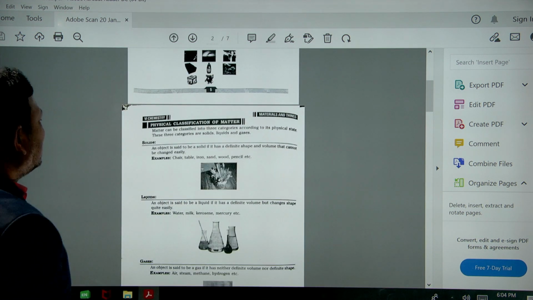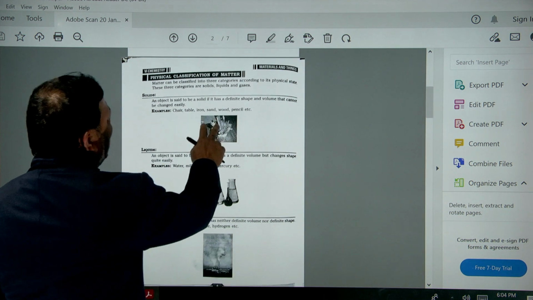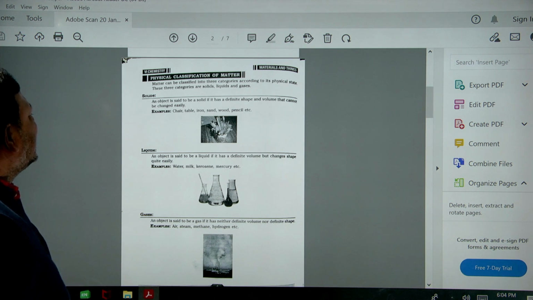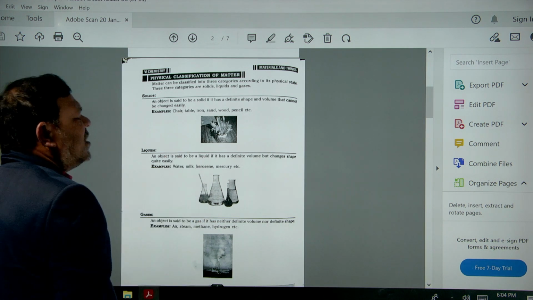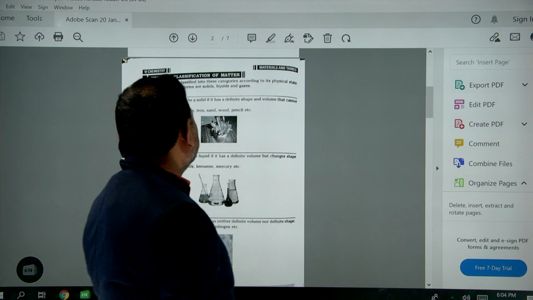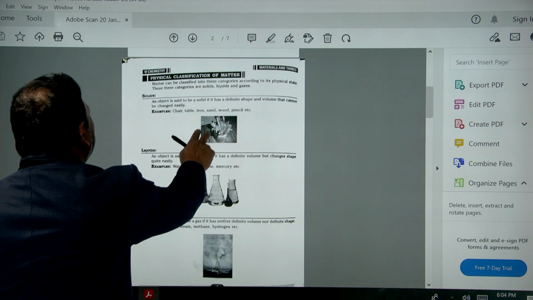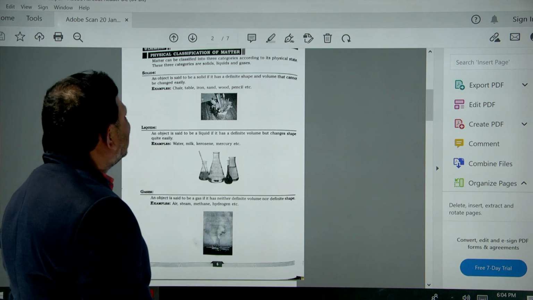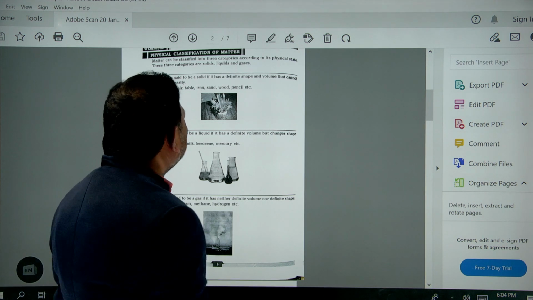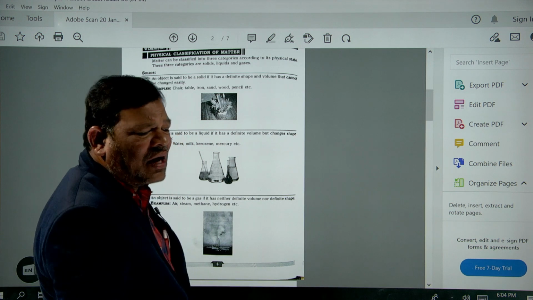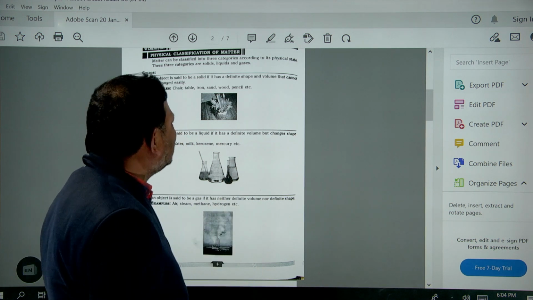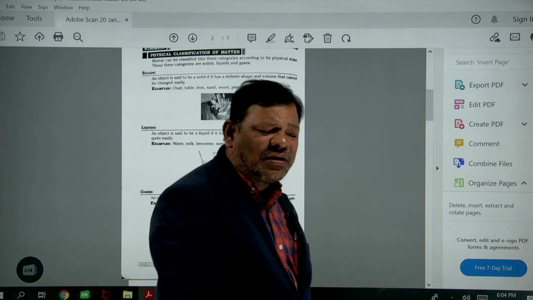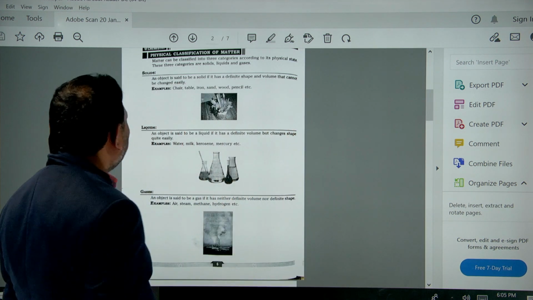Physical classification of matter: matter can be classified into three categories according to physical state. One is solid, the second is liquid, and the third is gas. What is the meaning of solid? An object is said to be solid if it has a definite shape and a definite volume that cannot be changed easily.